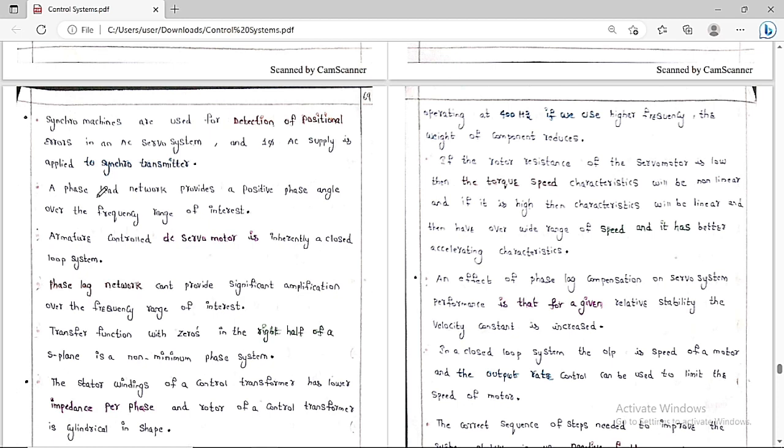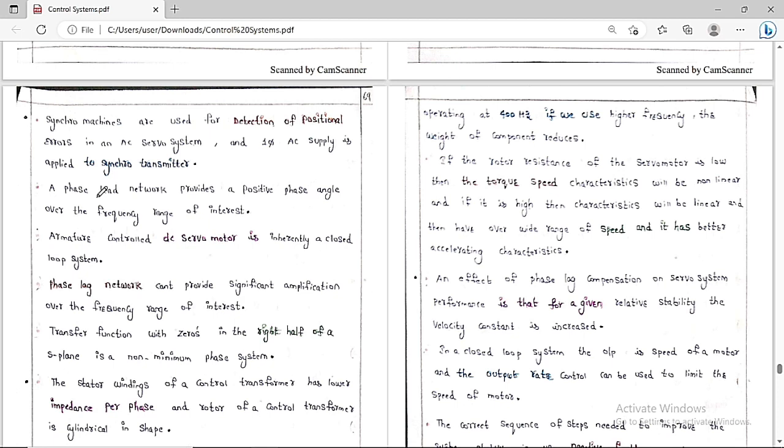So this point always you have to keep in your mind: a phase lag network can't provide significant amplification over the frequency range of interest. So we can say the phase lead as well as the phase lag can't provide any significant amplification over the frequency range of interest, but they can only provide a phase shift for the input signal.